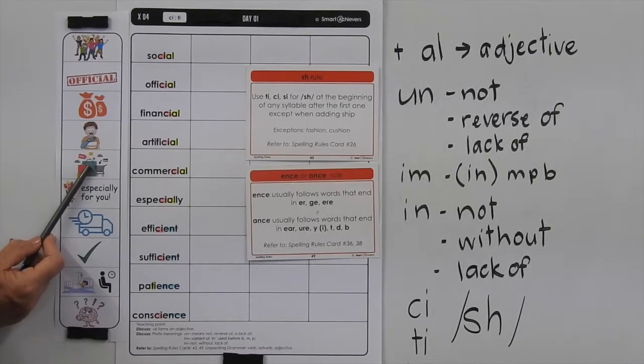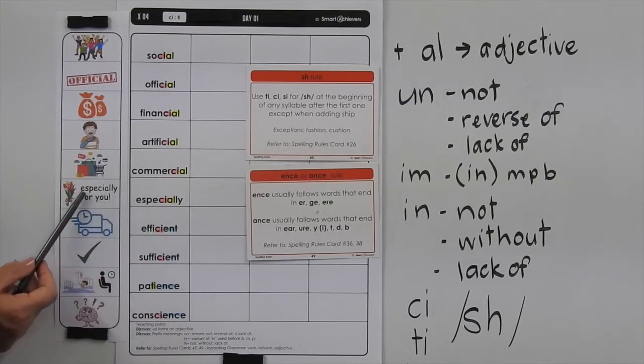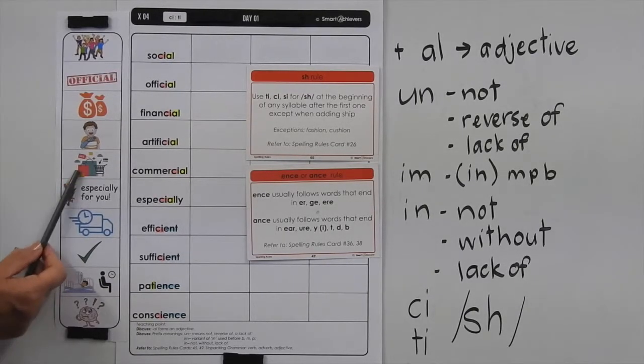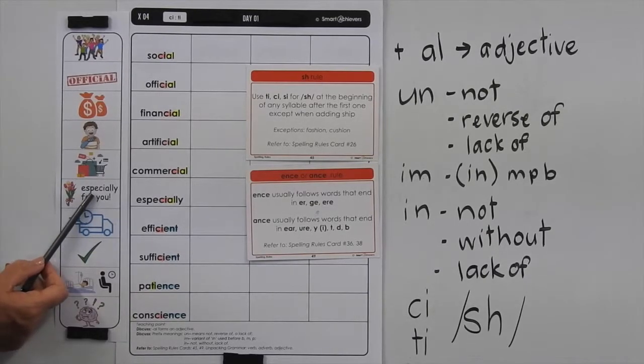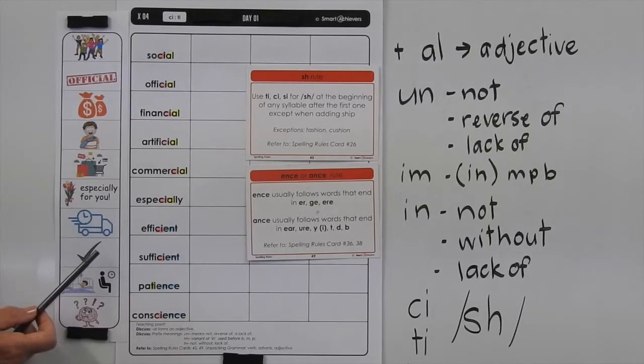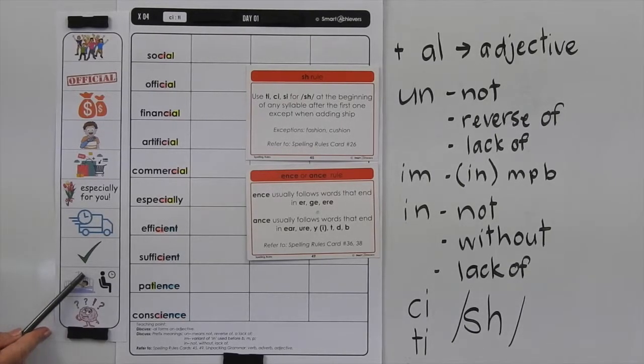And it's the money from broadcasted advertisements on TV, we call them commercials. And it can also mean supplied in bulk and not of a high quality if it's commercial grade. Especially means to single out one person or thing over others, or can also mean to a great extent or very much. Efficient means productive. Sufficient means enough. Patience means being able to cope with a delay, a problem or suffering without becoming annoyed or anxious. And conscience is a person's moral sense of right and wrong.